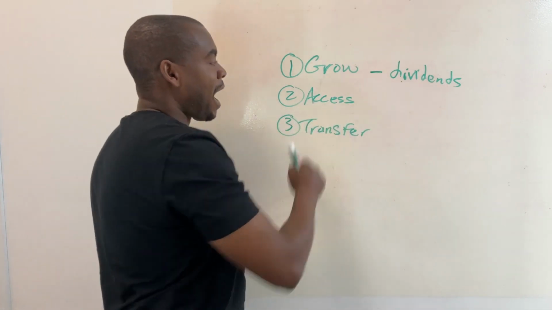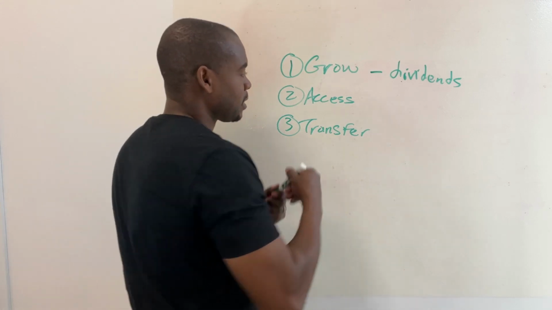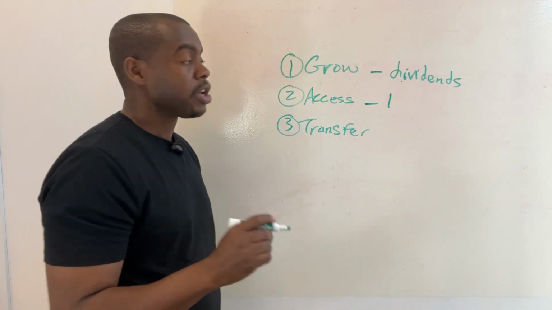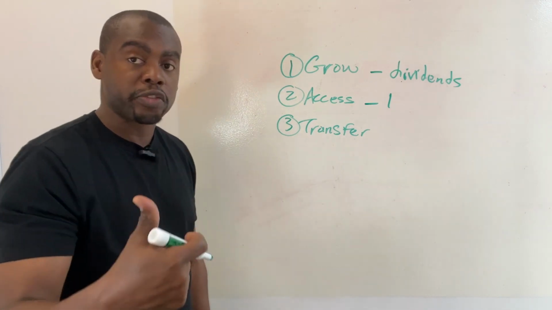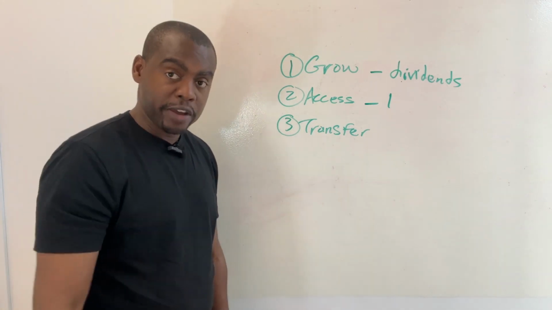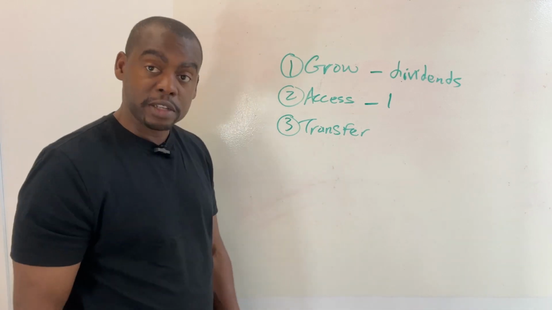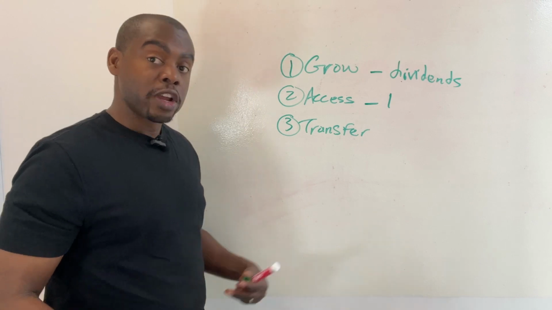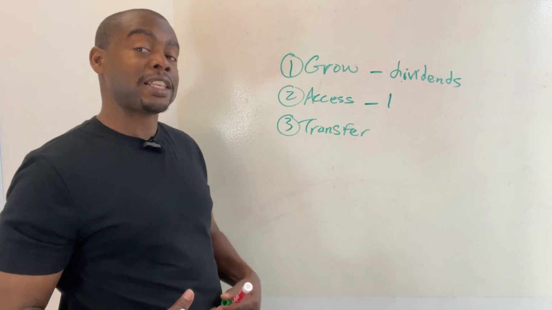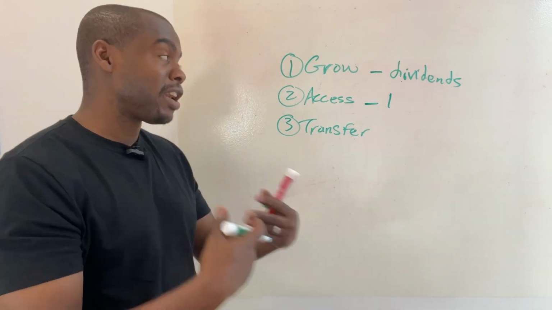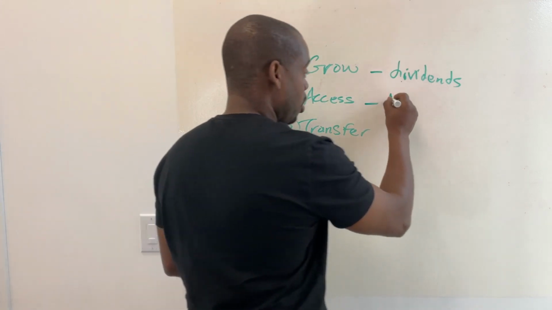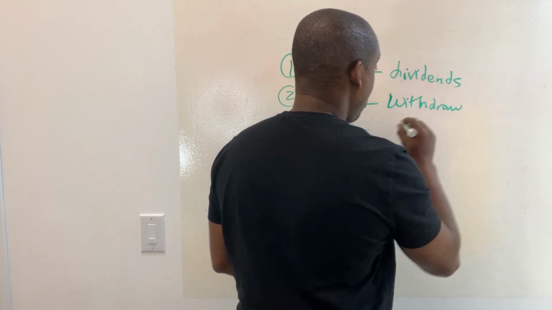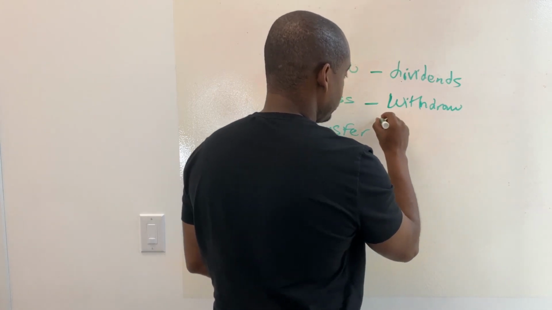So next, access. How do you access your money? There's two ways to access your money in a life insurance policy. You can withdraw it, which takes away from the principal. It takes away from the money, so you have less. So if you're trying to grow your cash value as much as possible, that's not the smart way to do it. But you can do it that way. You can withdraw. Or you can do it through a loan.